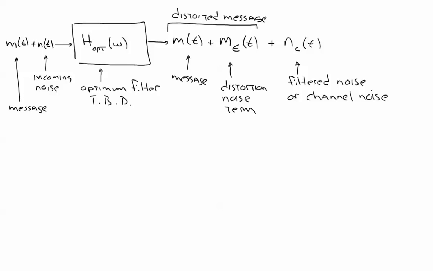Okay? So, we're assuming that my distortion noise term adds to my filtered or channel noise term. So what I'm going to do is look at each of those noise terms individually, look at their noise powers, and then add them up. Let's begin by looking at the distortion noise.